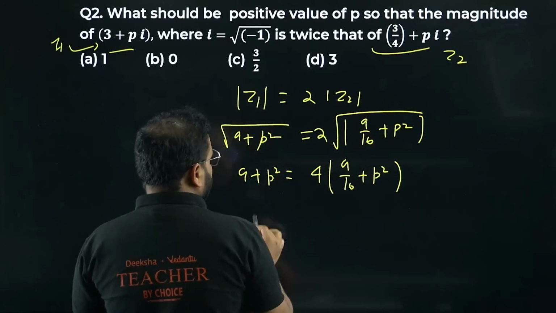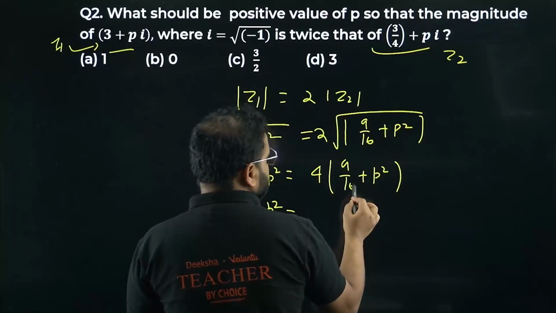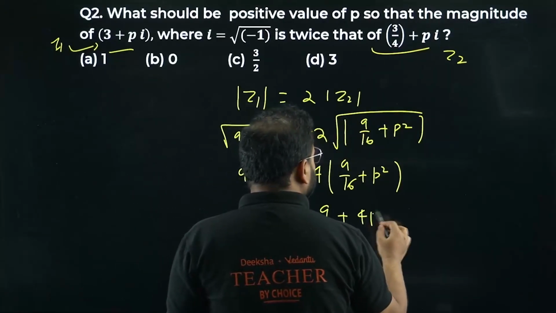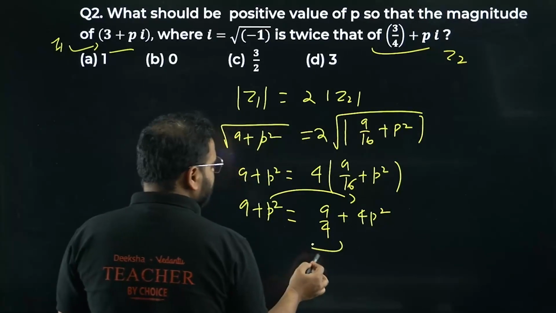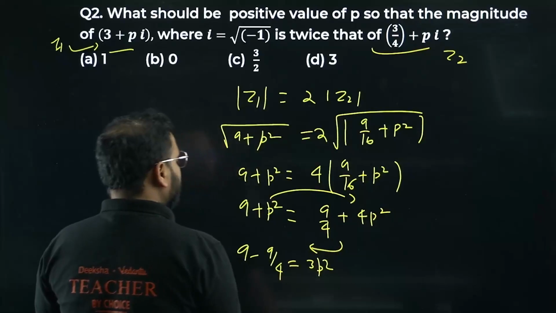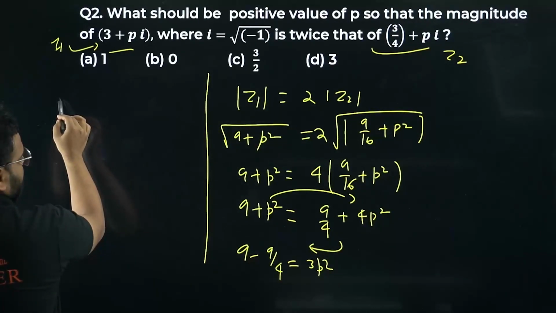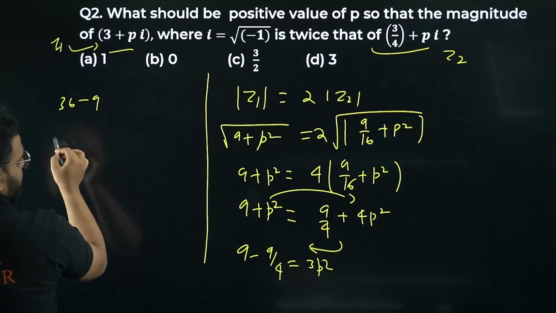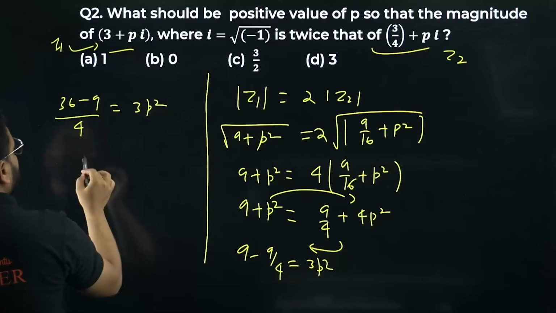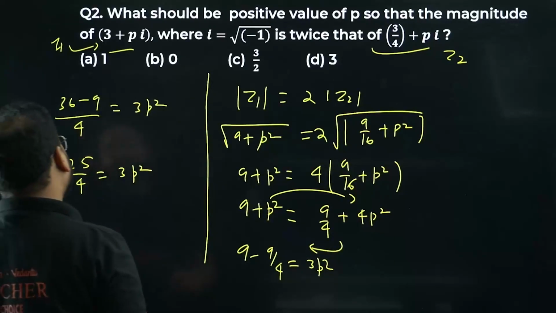Check this out. You get here 9 plus p square equals, cancel this, 4 4s are 16, so you will have 9 by 4 plus 4p square. Move this on this side and this on this side. You get 9 minus 9 by 4 equals 3p square. So 36 minus 9 upon 4 equals 3p square. So 25 upon 4 equals 3p square, correct?